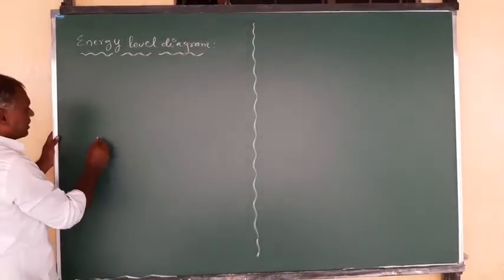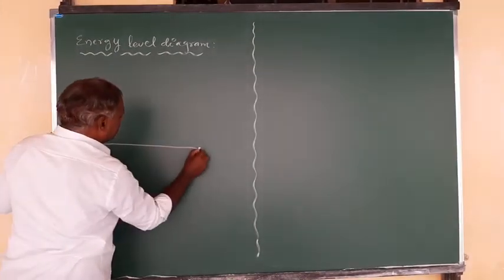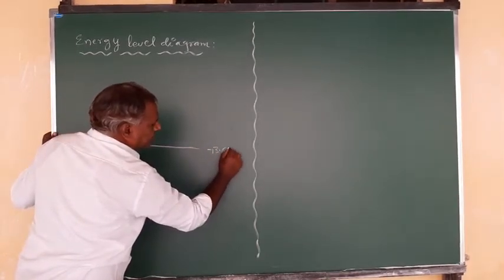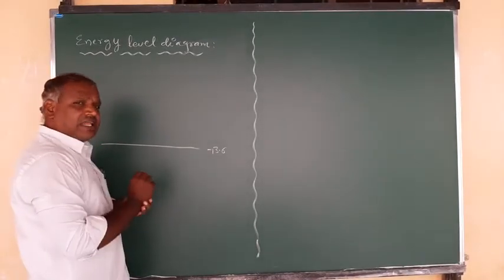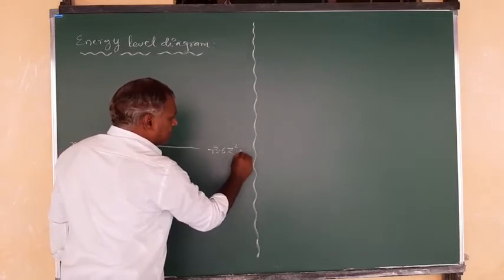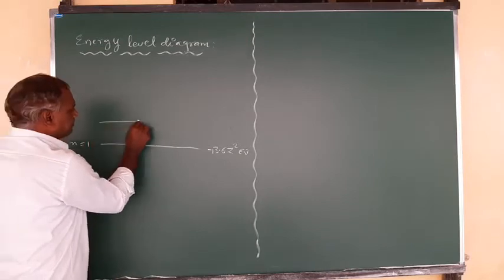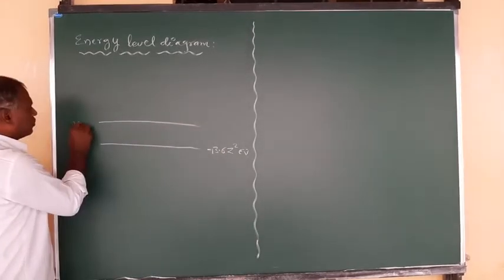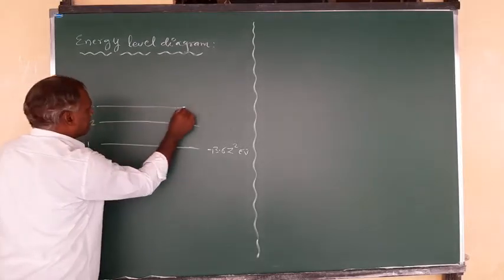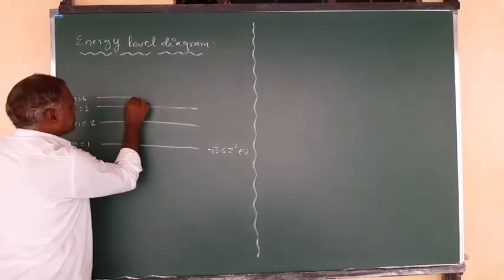Now you can write here, when you start from n equal to 1, you have the energy which is given by minus 13.6 Z square electron volts. It is for any hydrogen-like atom. Next, n equal to 2, you can get this. n equal to 3, you can get one more. And n equal to 4.